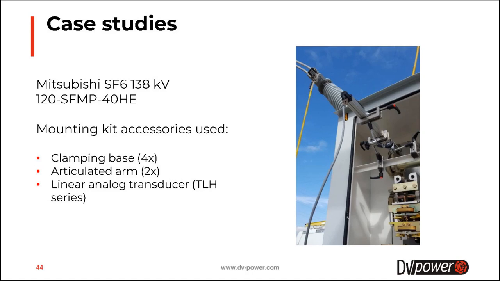So for the mounting of the rotary transducer, in this case, we needed four clamping bases and two articulated arms, as you can see: 1, 2, 3, 4 clamping bases, and 1, 2 articulated arms.